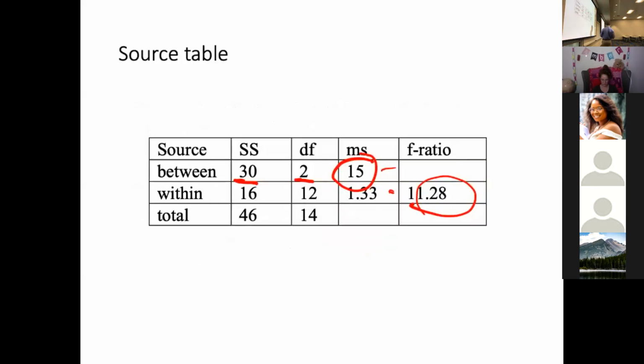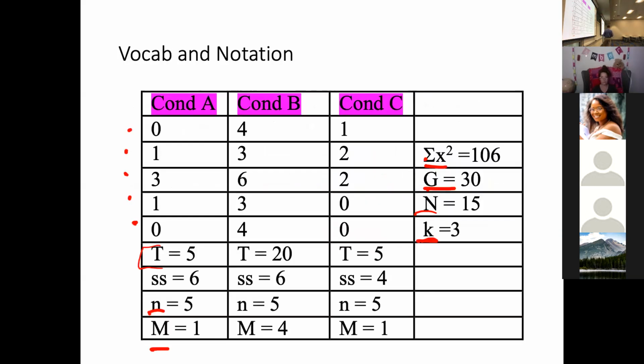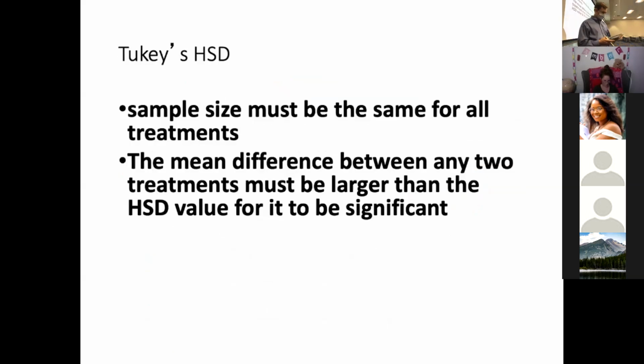So if we go back to our earlier example, we have K of 3, right? 3 conditions here. We have a big N of 15, right? 1, 2, 3, 4, 5, 6, 7, 8, 9, 10, 11, 12, 13, 14, 15. So 15 minus 3 gives us 12. So we've got K of 3, degrees of freedom, mean squares within of 12.